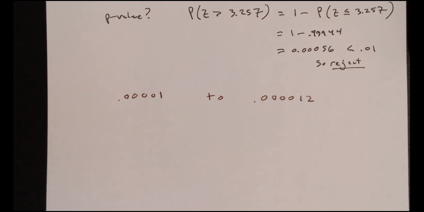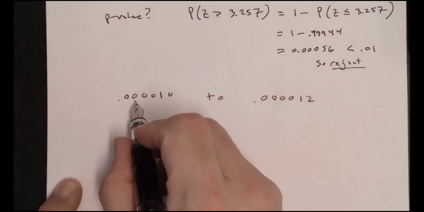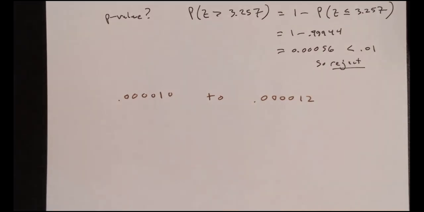Was it practically significant? Let me add another zero here: 1, 2, 3, 4, 5, 6. This is 10 out of a million people. This is 12 out of a million people. It's a 20% increase.